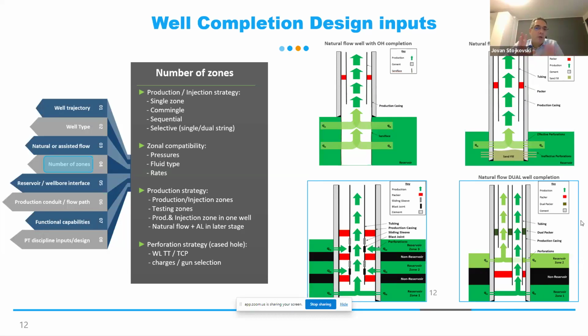And as I said, the number of zones can dictate many different things, but the best is if you can have an overview of historically nearby wells producing from the same zones.